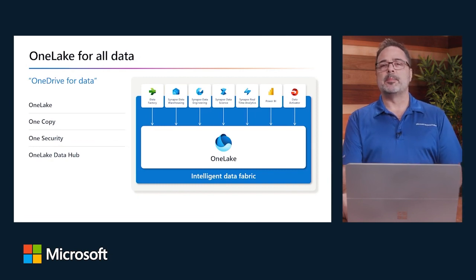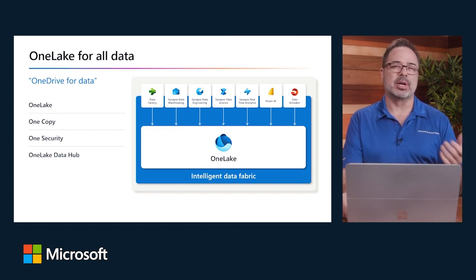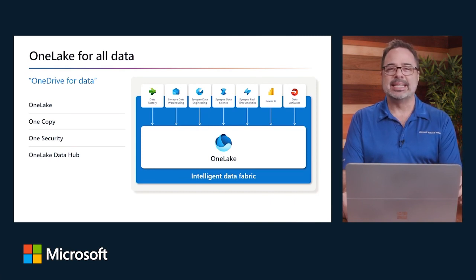Speaking about security, one security brings a shared universal security model, which you can define in OneLake. These security definitions live with the data rather than living downstream in the serving or presentation layers. And lastly, OneLake Data Hub. This is a central location within Fabric to discover, manage, and reuse data.